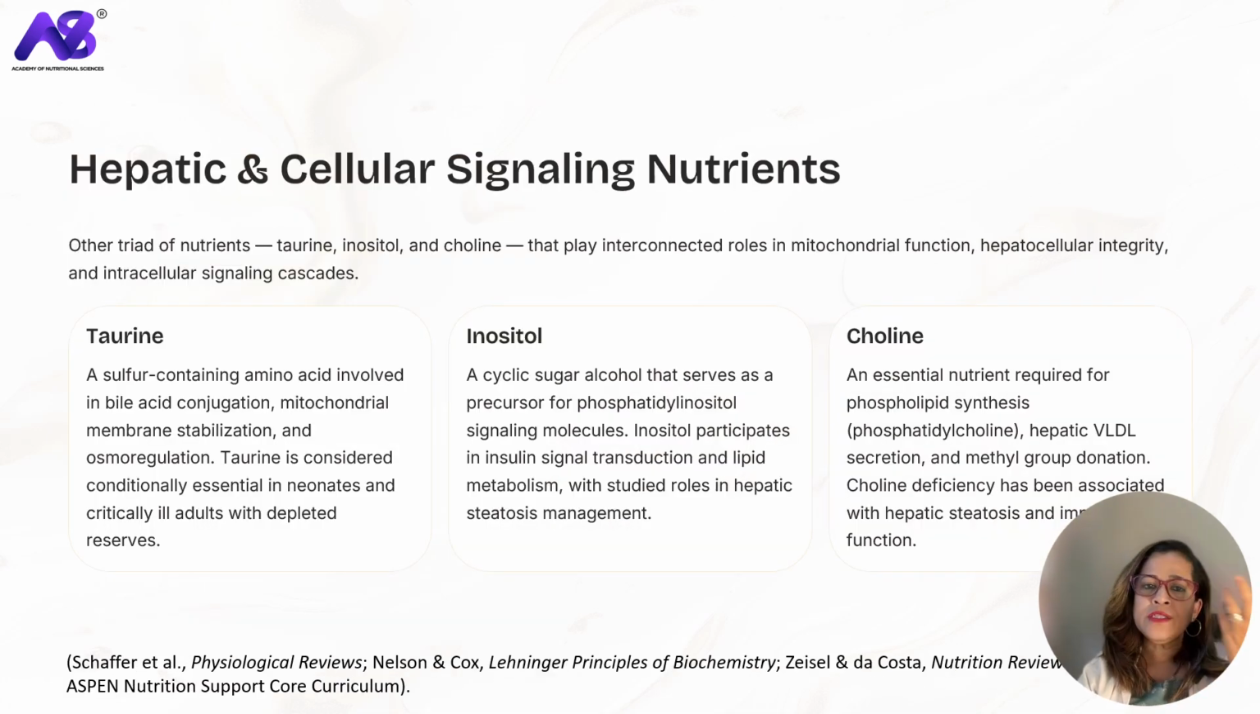Besides glutamine, we also look at the hepatic and cellular signaling nutrients: taurine, inositol, choline. These are bioactive nutrients which support mitochondrial function and antioxidant defense. Basically, inositol participates in the intracellular signaling pathway. Together these nutrients contribute to mitochondrial metabolism as well as hepatocellular integrity. So these are required for cell functions.